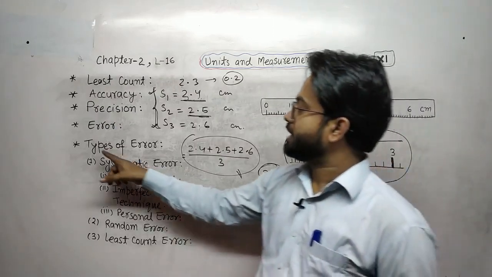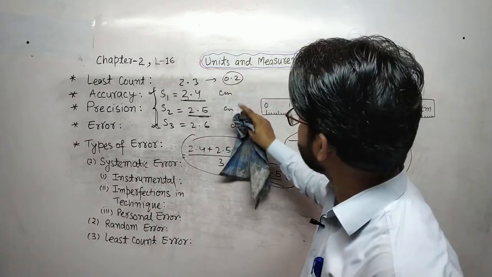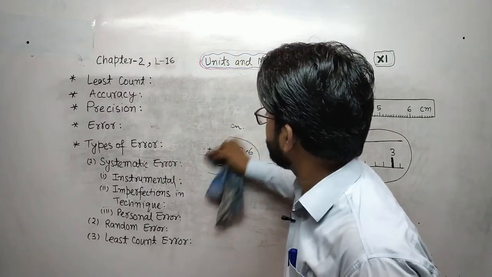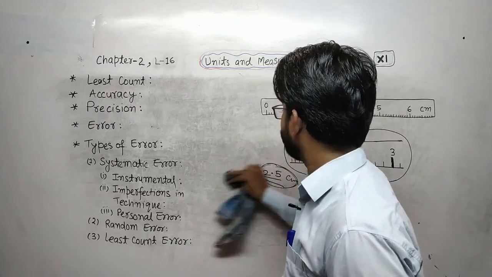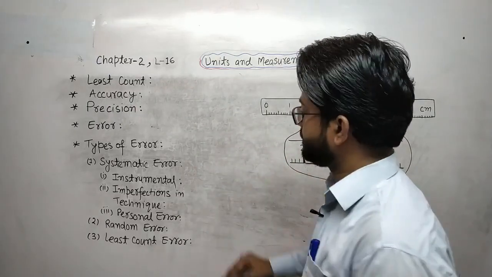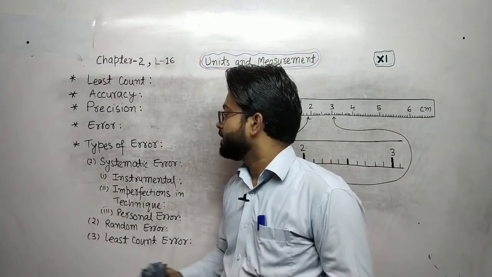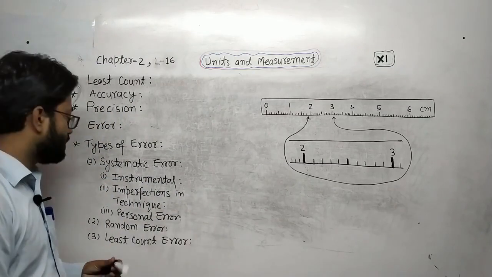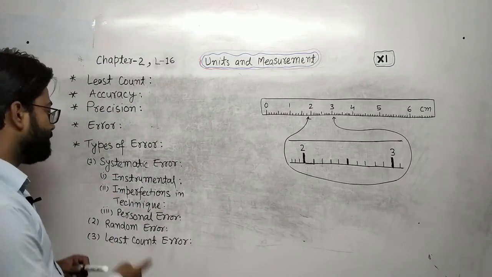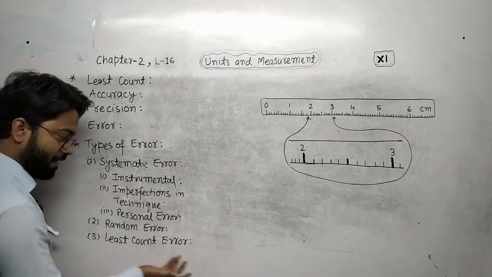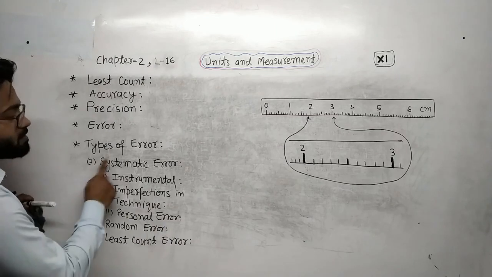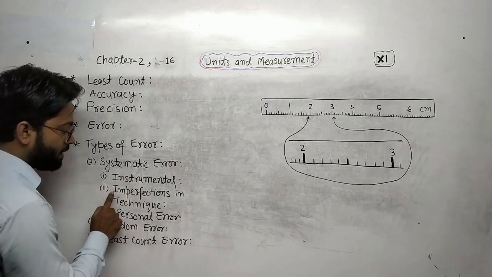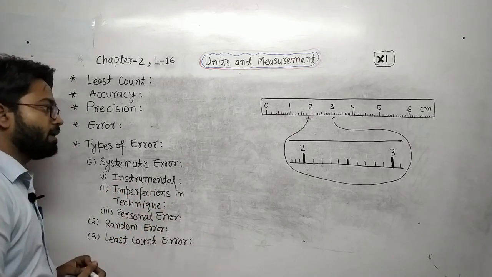Let us talk about types of error. What are the types of error? First is systematic error and second is random error. Systematic error is what? Systematic error comes in the system. System may be instrument, technique or personal error. Systematic error has three main parts, that is instrumental error, imperfection in technique and personal error.